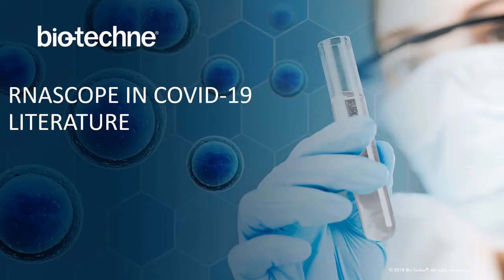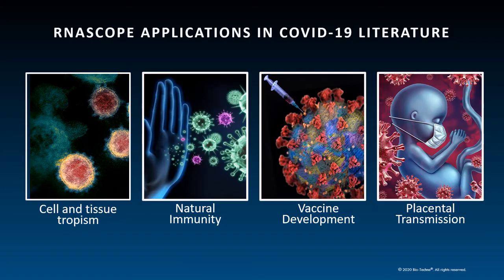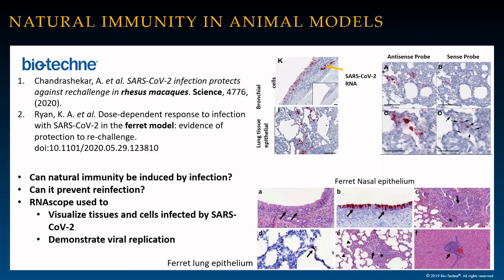So how is RNAscope applied by our customers? Currently in the COVID-19 literature out there, based on some early literature and the new literature, we've seen that the 4 main topics that RNAscope has been applied for are studying cell and tissue tropism, studying natural immunity, vaccine development, as well as placental transmission. So let's go over some of these just briefly.